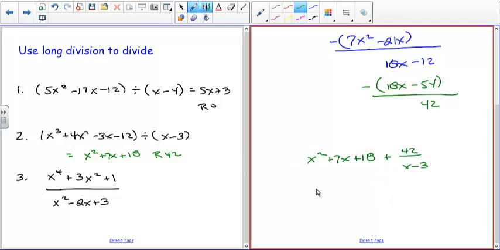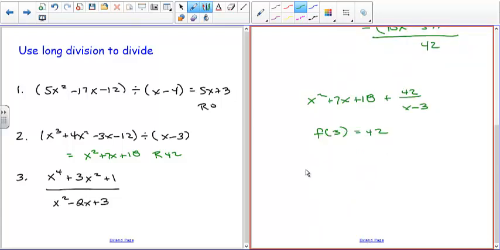Now, one of the interesting things is that f of 3, the value of this original function at x equals 3, where this thing goes to 0, should equal 42. So let's try that out. Let's see if it works. If we take 3 cubed, so I'm plugging 3 into there, plus 4 times 3 squared minus 3 times 3 minus 12. So we get 3 cubed is 27, 3 squared is 9, times 4 is 36, minus 3 times 3, which is 9, minus 12.